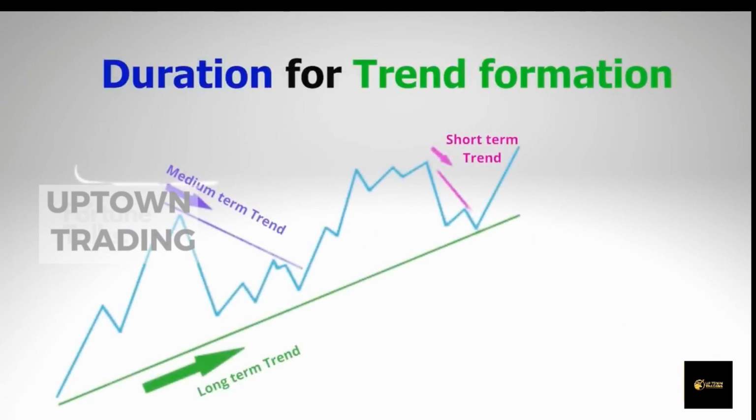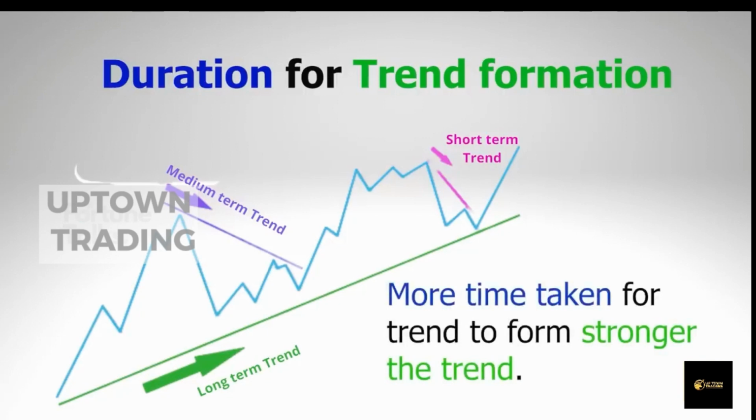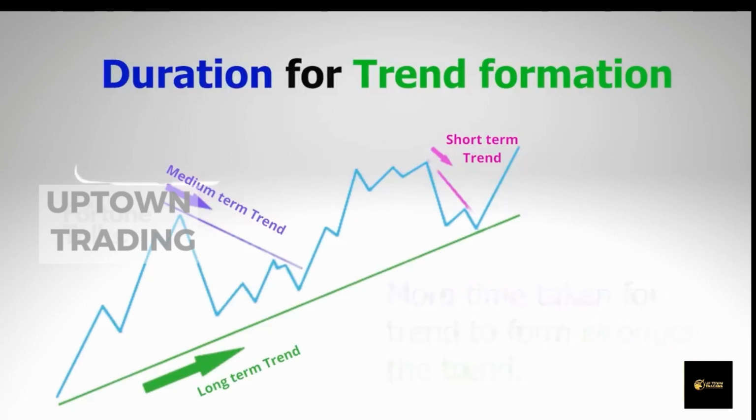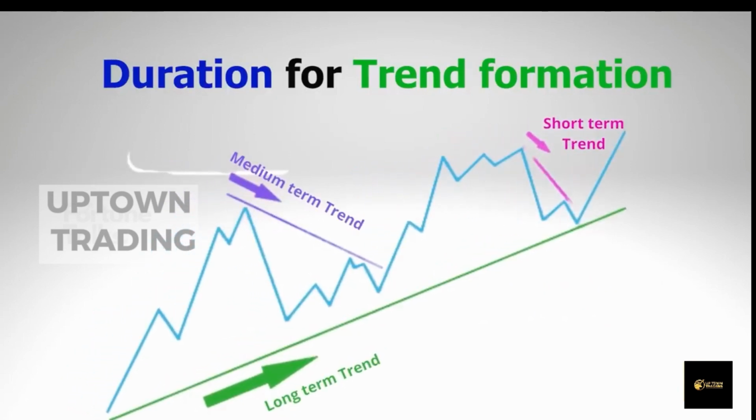The third parameter is the time of the trend. It is actually about the time required to form a trend. If the trend took months to form, then it is considered to be stronger than a trend which took just weeks or days to form. So the more time a trend takes to form, the stronger it is. We can also categorize the trend based on the duration, like a short-term trend, an intermediate trend, or a long-term trend. The longer the trend remains, the stronger it is. So these are a few parameters to identify the strength or the weightage of a particular trend.